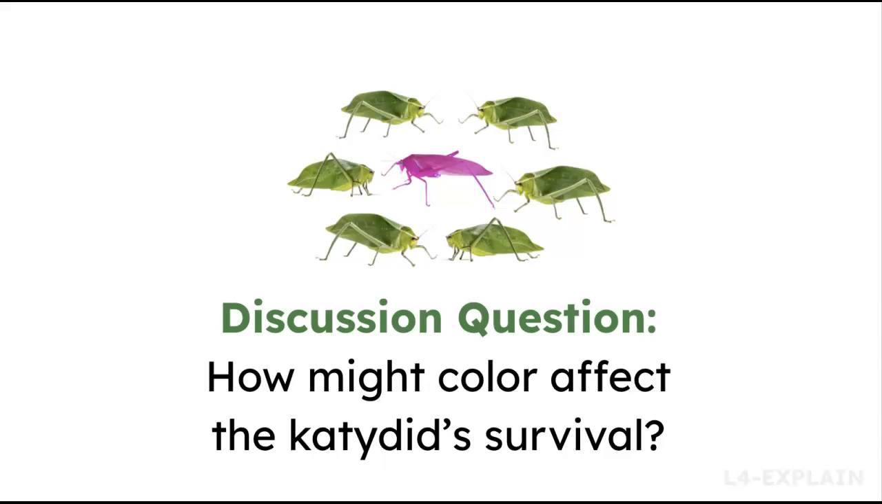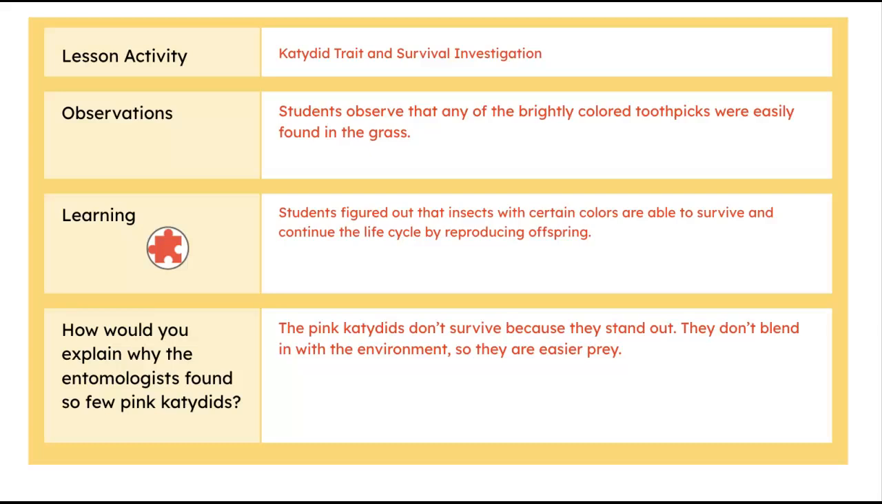In the Explain portion of the lesson, students will engage in a class discussion. You'll invite them to gather and analyze their observations and learning from the activity. You'll use the provided questions to guide the discussion around how might color affect the katydid's survival. The goal of this class discussion is to analyze student data and find patterns that help students explain why certain colored katydids survive and are able to reproduce longer than other colored katydids.